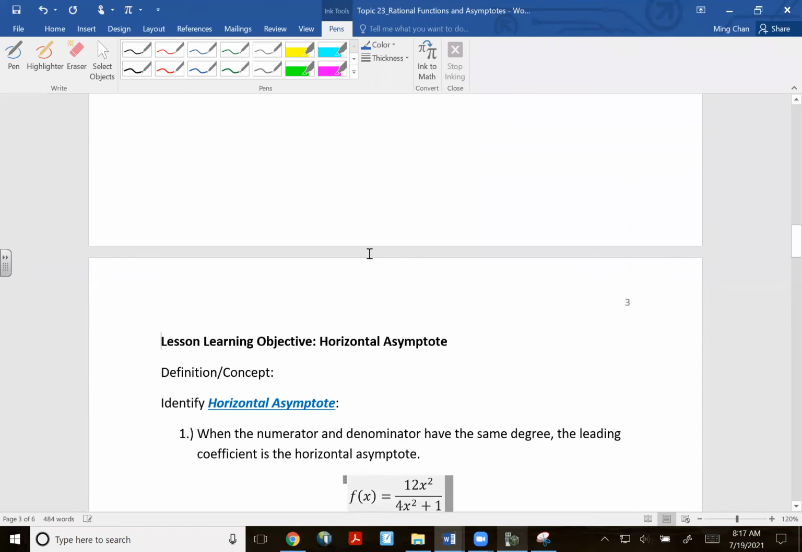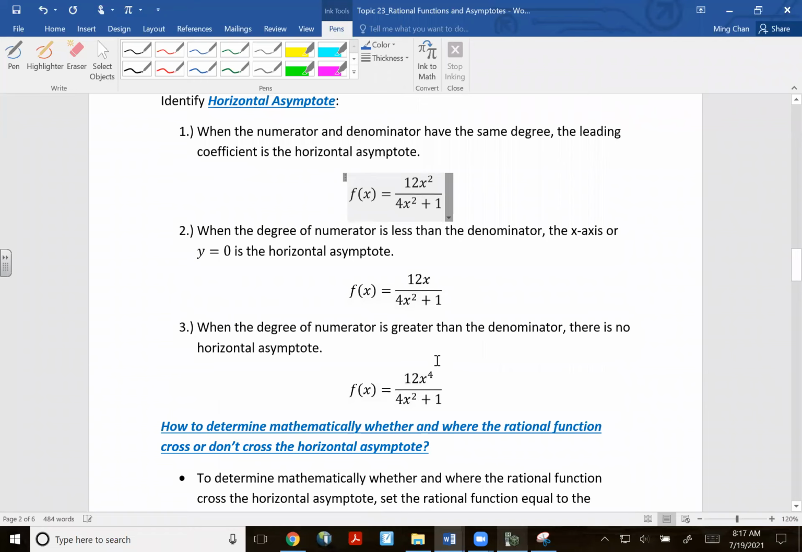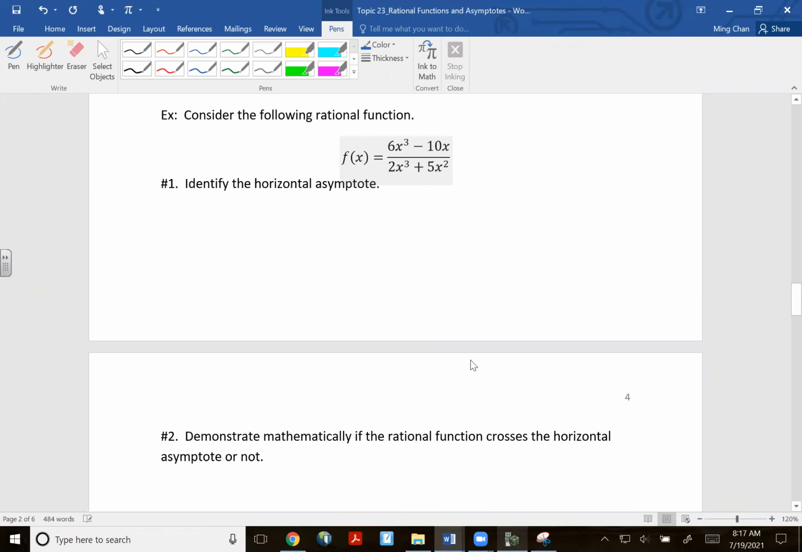A vertical asymptote divides your function left and right. A horizontal asymptote divides your function top and bottom. You can think of it like that. So let me just come down here a little bit.